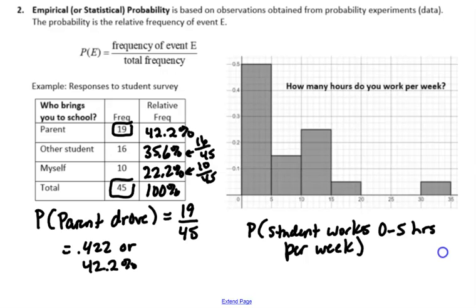Well, I need to look at the height of this bar. This height says 0.5. Does that mean half of a student worked 5 hours per week? No. This is clearly not labeled in numbers of students. This is labeled as relative frequency. It's telling me basically the percent, but in decimal form. So 0.5 or 1/2 or 50% of the students worked 0 to 5 hours per week. So I would say that would be my probability, 0.5.